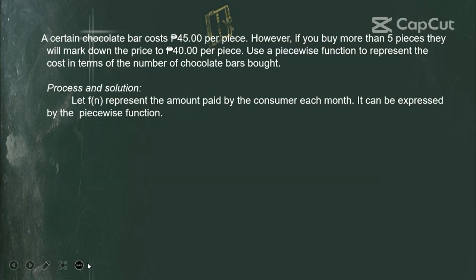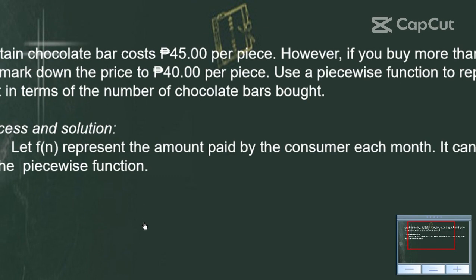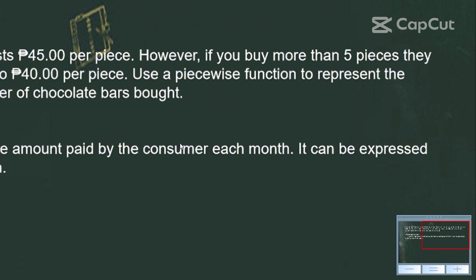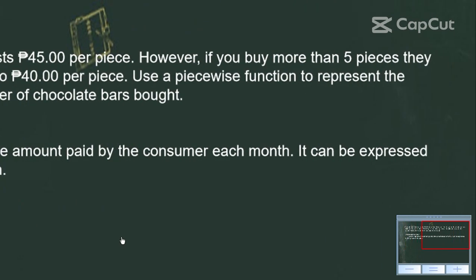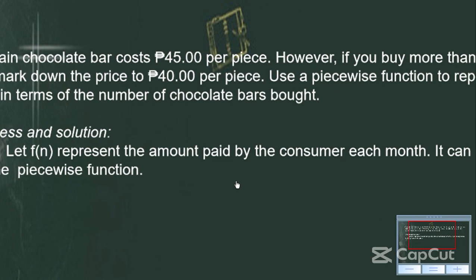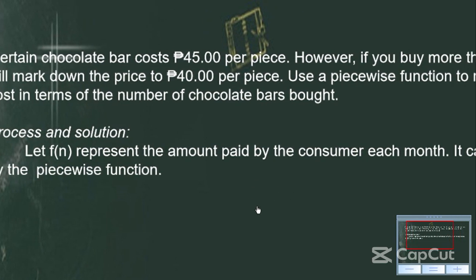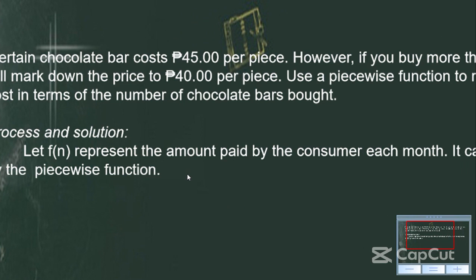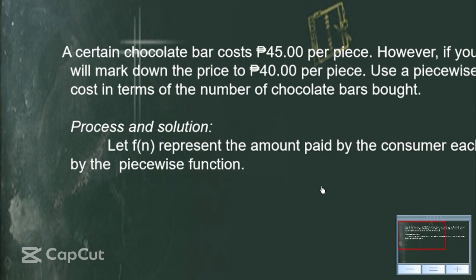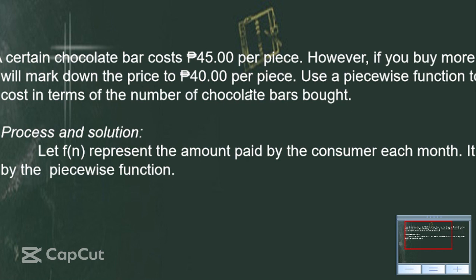So, the next problem says that a certain chocolate bar costs 45 pesos per piece. However, if you buy more than 5 pieces, they will mark down the price to 40 pesos per piece. Use a piecewise function to represent this in terms of the number of chocolate bars bought. So, our function depends on how many chocolate bars the consumer bought. So, f of n represents the amount paid by the consumer, and n is the number of chocolate bars.